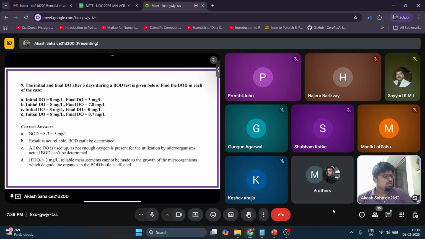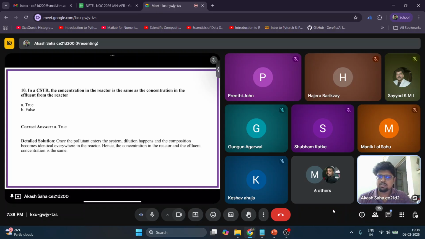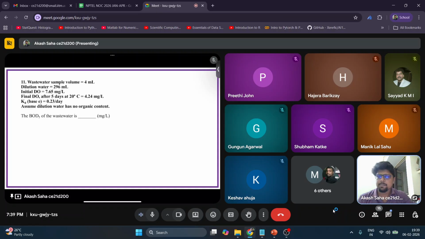Okay, now I will move forward to the next problem. I think this is very easy. In a CSTR, the concentration in the reactor is the same as the concentration of the effluent of the reactor. So that is true. I think there is no need to discuss it again.